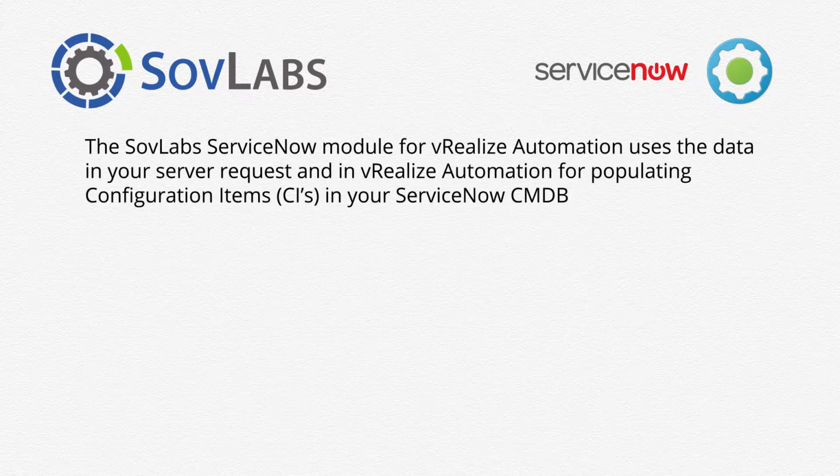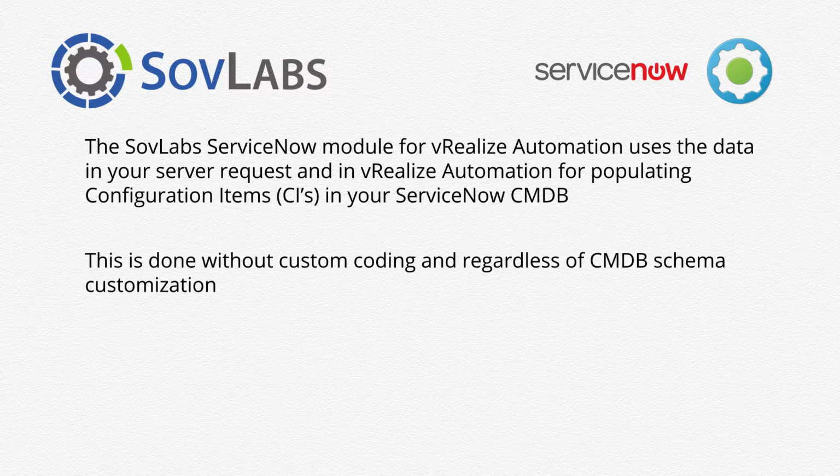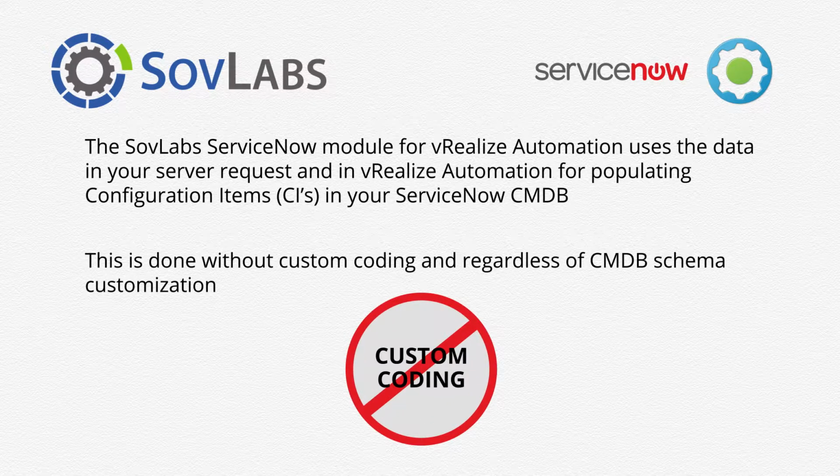The SovLabs ServiceNow CMDB module for vRealize Automation leverages the data inherently available to vRealize Automation in regards to the catalog items you're provisioning. vRealize Automation already has the most common information as well as operational or business level data necessary for creating one or more configuration items, or CIs, and their relationships in a CMDB. The SovLabs ServiceNow module for vRealize Automation can take that data and fully automate its population into the CMDB without any custom coding and regardless of CMDB schema customization.